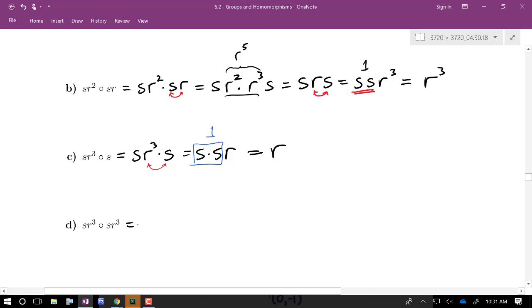SR cubed, SR cubed. Again, I want the R's to be next to each other or the S's to be next to each other. I've usually done this by choosing the last pair to rotate, but you could really pick whatever pair of values you want.